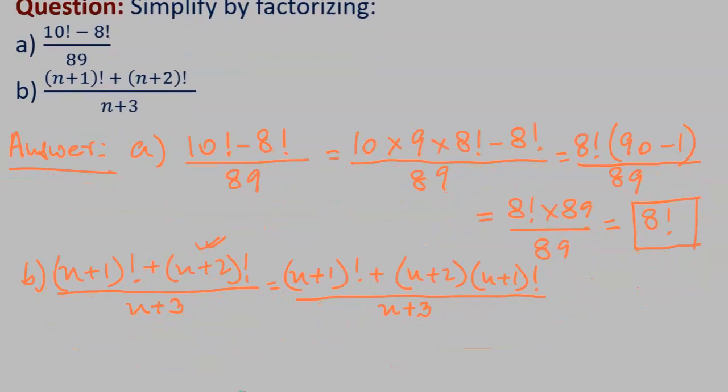So, we come to n plus 1 factorial is taken common, and it is 1 from the first term and n plus 2 from the second term over n plus 3, and 1 plus n plus 2, this is equal to n plus 3. So, we can cancel these two. Therefore, the answer for the subpart B will be equal to n plus 1 factorial. Okay.